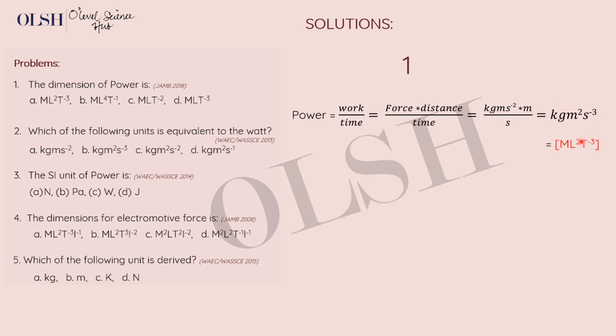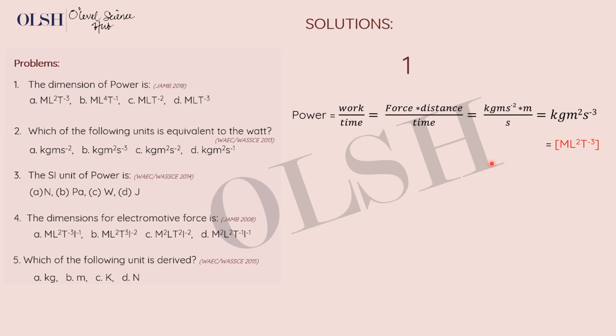Now if we need to find the dimension from here, of course, for kilogram we have capital letter M, for meters we have capital letter L, and it is meter squared, so capital letter L squared. For seconds we have capital letter T raised to the power minus 3.